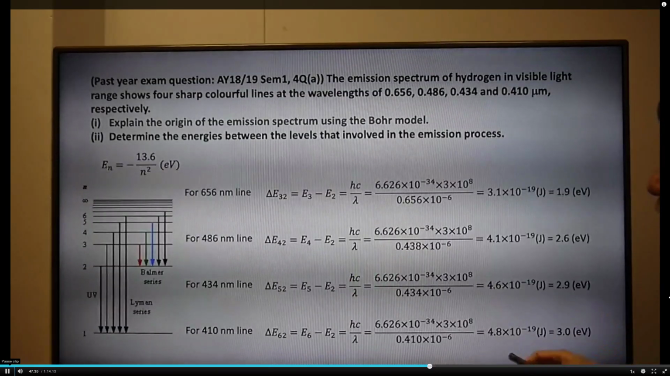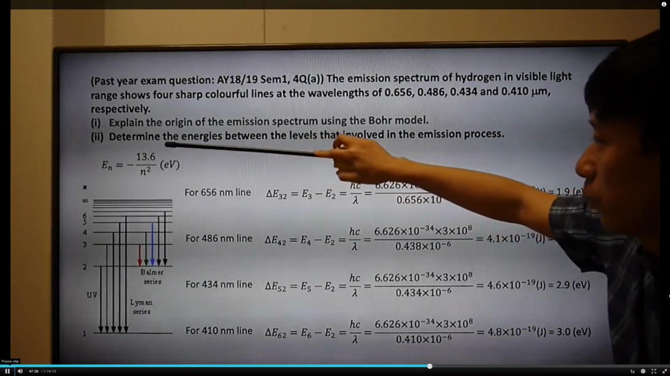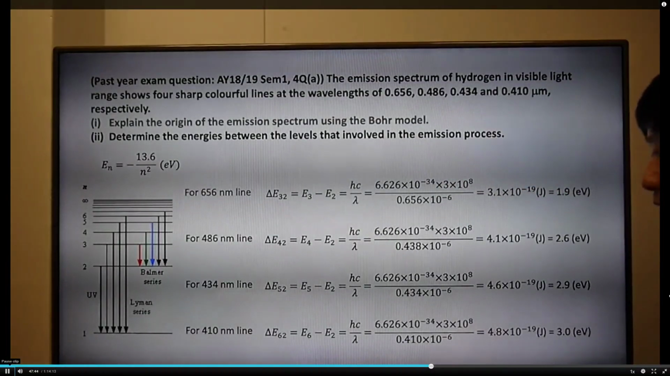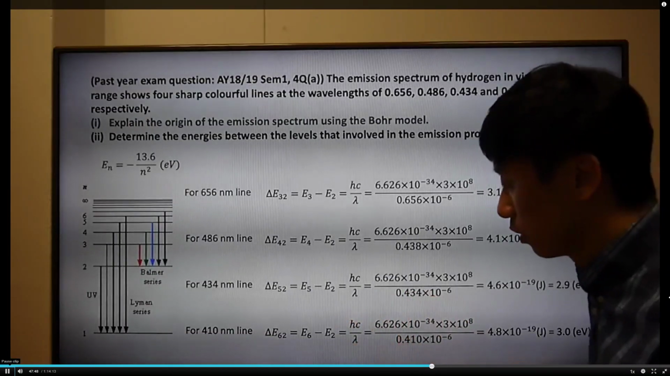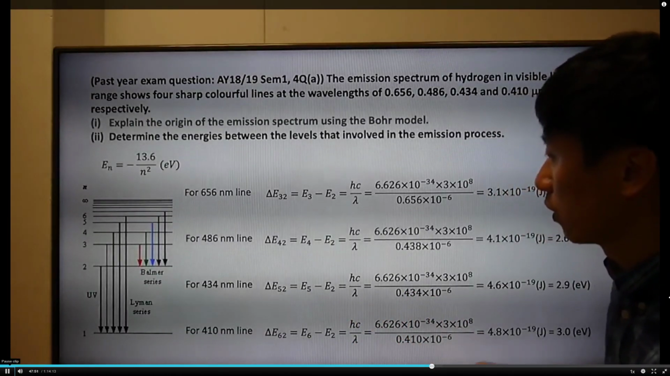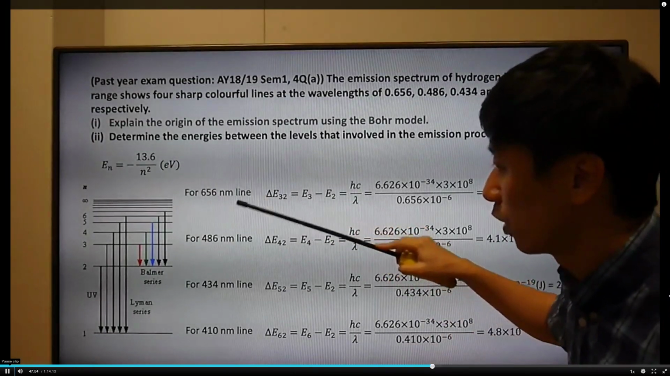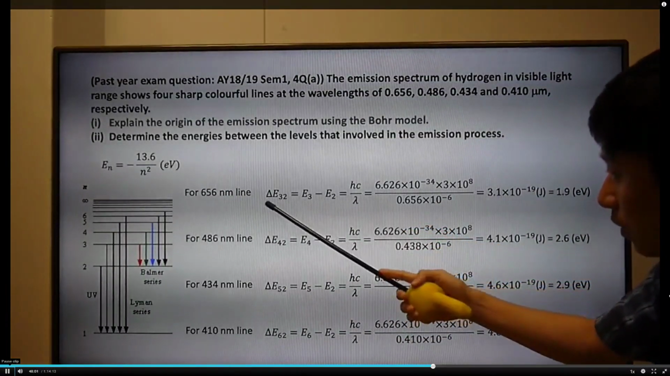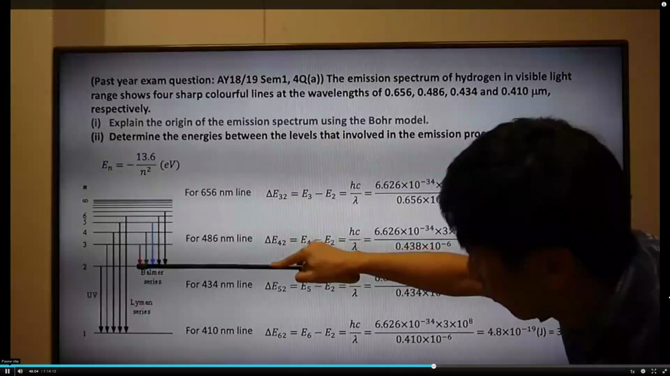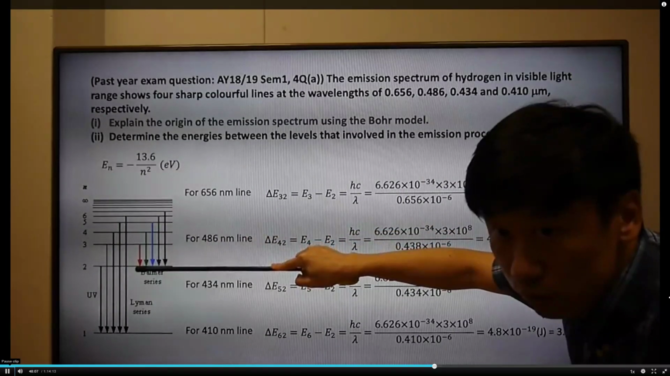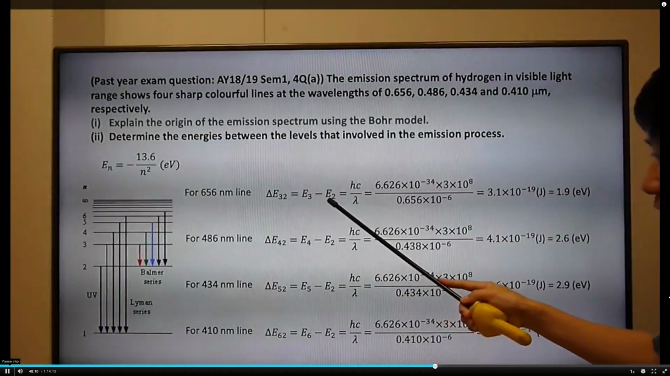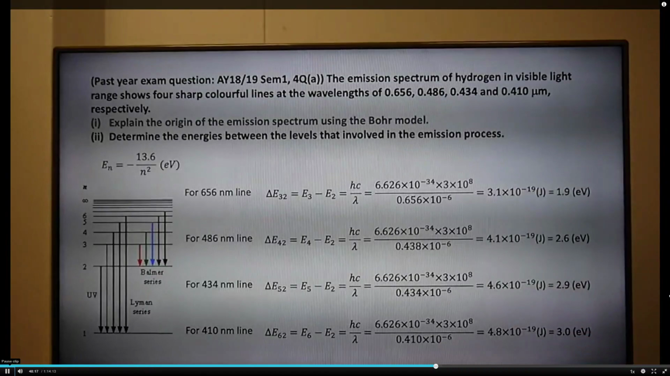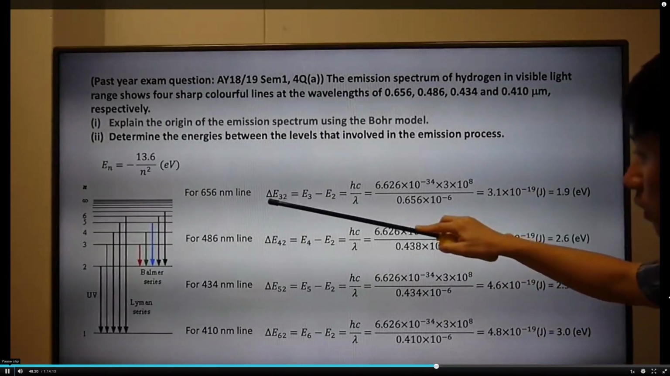Okay. Then the second question, number 2. Determine the energy between the levels involved in the emission process. Using the equation defined by Bohr's model, we can calculate the emitted wavelengths. For the 656 nanometer line, delta E32 is this gap, the red one, from 3 to 2. E3 minus E2 equals hc over lambda. Then you can calculate delta E.